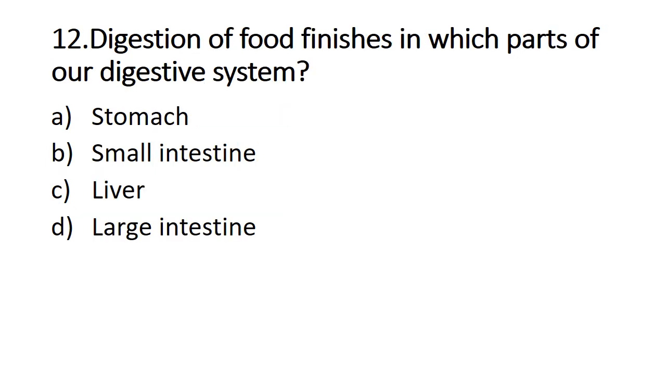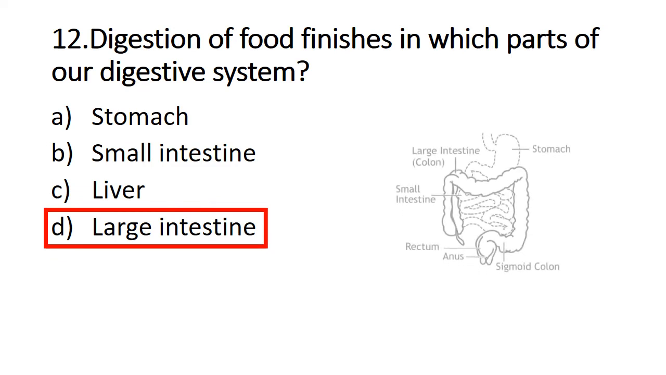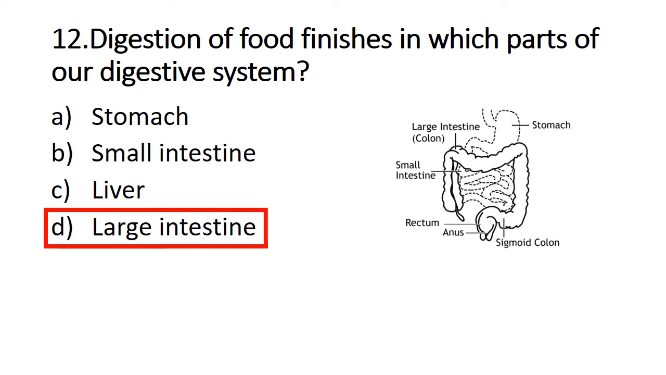So, the 12th question is digestion of food finishes in which part of our digestive system? A. Stomach, B. Small intestine, C. Liver, or D. Large intestine. So, the correct answer is option D. Large intestine. And from the large intestine, the undigested food comes out from the anus. Let's move on to the 13th question.